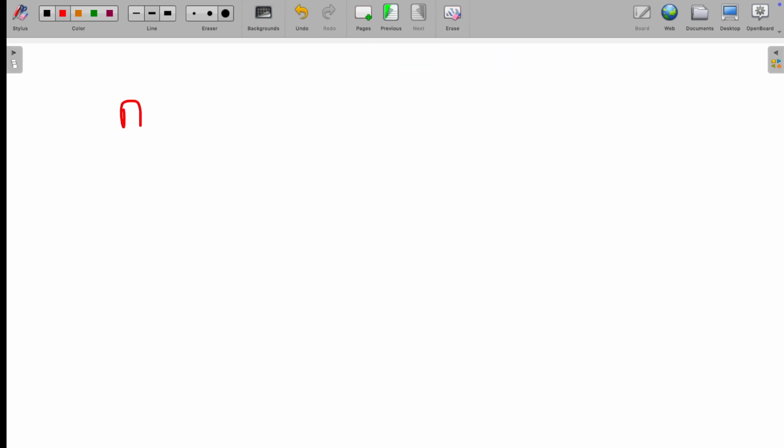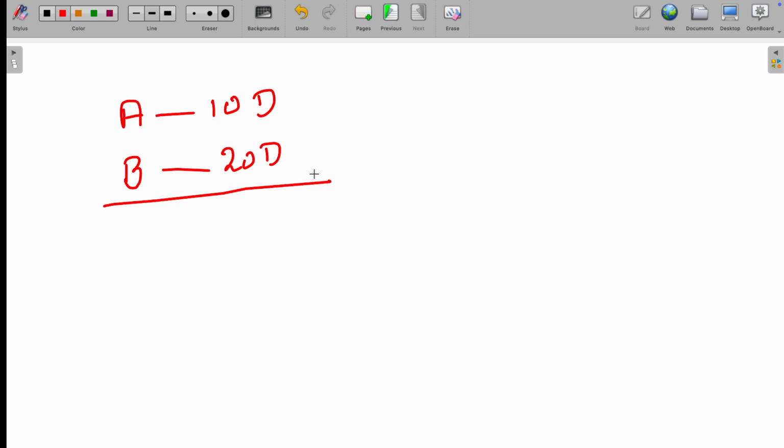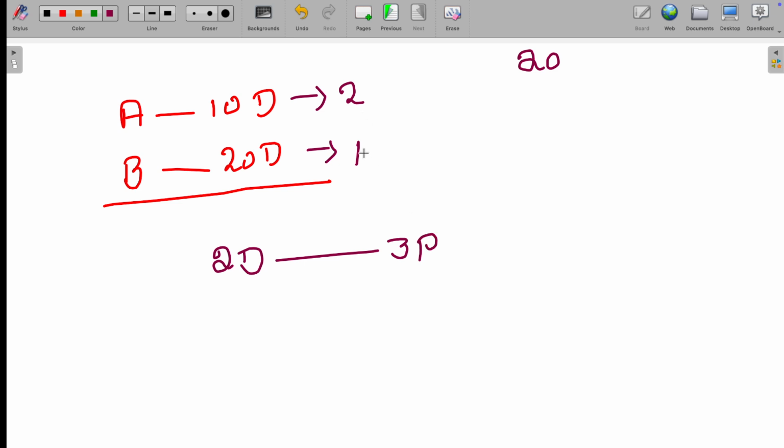A can complete a job in 10 days, B can complete a job in 20 days. Then they are working alternatively. How many days do they require to complete the job? Can I assume the work will be 20? What is the capacity of A? 2. What is the capacity of B? 1. Every 2 days A will do the first 2 parts, B will do the second day's 1 part. Every 2 days how much work is completed? 3 parts of work completed, because 2 plus 1 is 3.